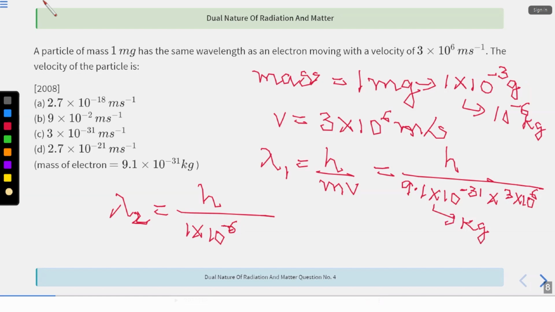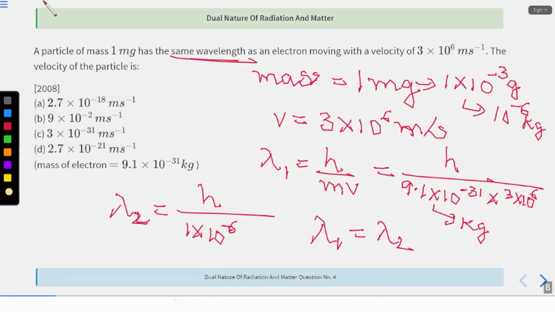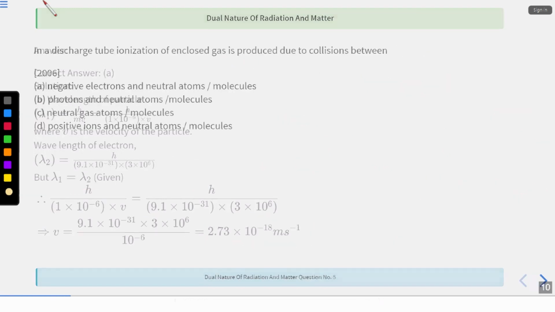So we know that lambda 1 is equal to lambda 2. It has been given, right? It has the same wavelength. It has been given. So therefore, we equate lambda 1 is equal to lambda 2 and further find the answer. So with this, we can cancel out h and h, and then further we can calculate the velocity of the particle, and that turns out to be 2.73 into 10 to the power minus 18, and that is our option A. Okay, let's move on to the next question.